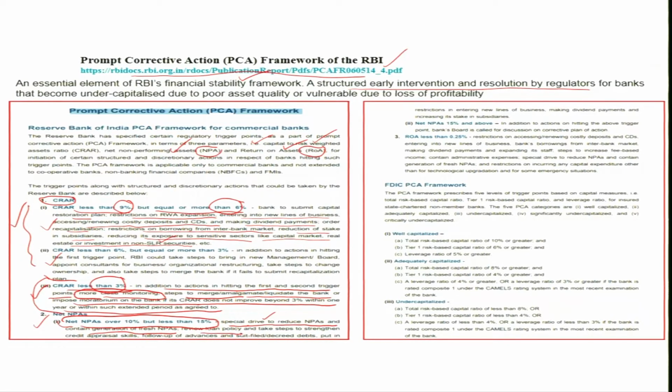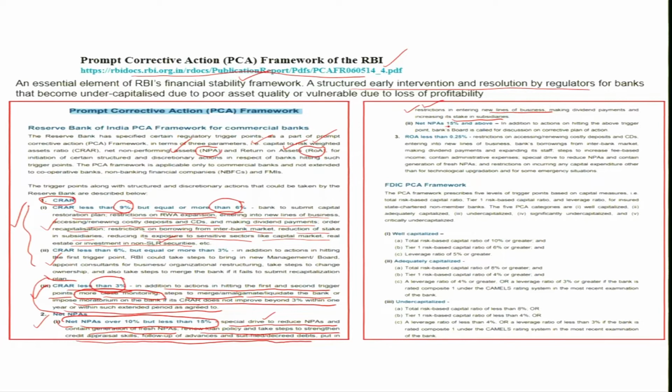So, review loan policy and take steps to strengthen credit appraisal skills, follow up of advances and suit-filed decreed debts, put in restriction on entering new lines of business, making dividend payments and increasing its stakes in subsidiaries. So, that means restriction in all these lines: new lines of business, dividend payments and increasing its stakes in subsidiaries.